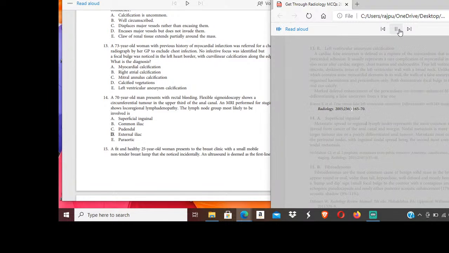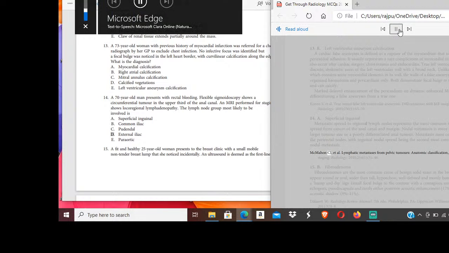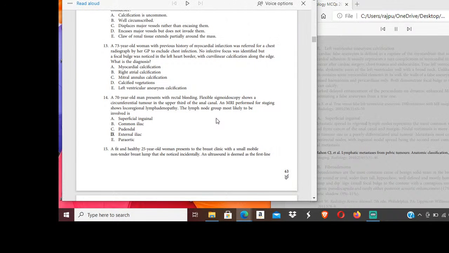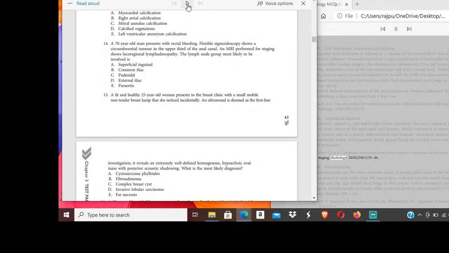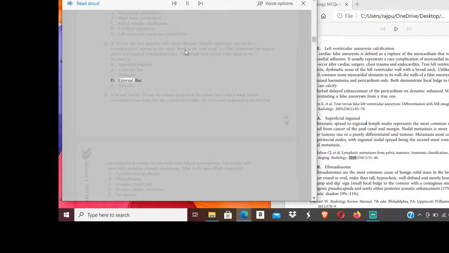2005, 236, 165-70. 14. A. Superficial inguinal metastatic spread to regional lymph nodes represents the most common mode of tumor spread from cancer of the anal canal and margin. Nodal metastasis is more likely in cases of larger tumor size, or a poorly differentiated anal tumor. Metastasis most commonly occurs to the perirectal nodes, with inguinal nodal spread being the second most common location of nodal metastasis. McMahon C.J., et al. Lymphatic metastases from pelvic tumors, anatomic classification, characterization, and staging. Radiology. 2000. D. External iliac E.